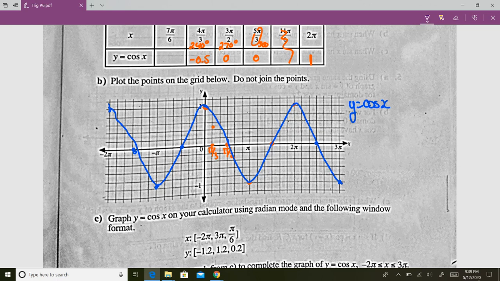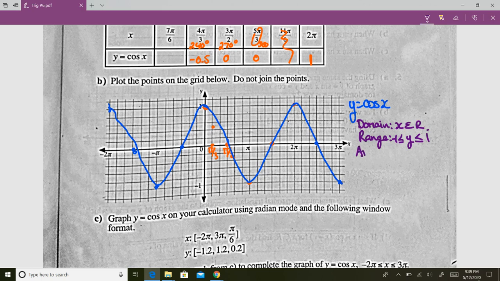So the domain, does it have a domain restriction? No. That's all real numbers, unless you place a domain restriction on it. The range, just like the sine graph, y values oscillate between -1 and 1.